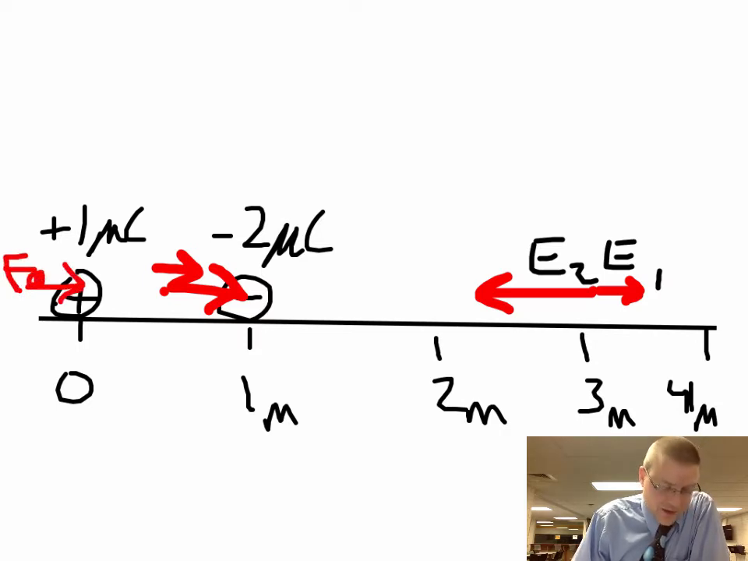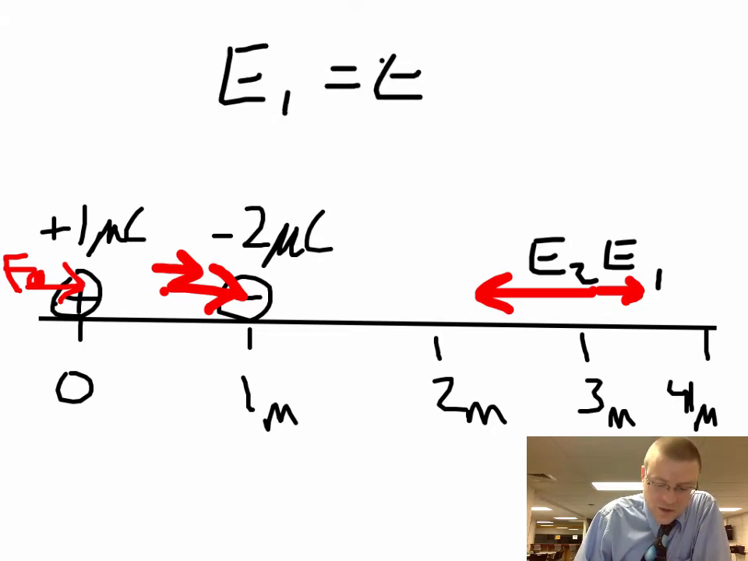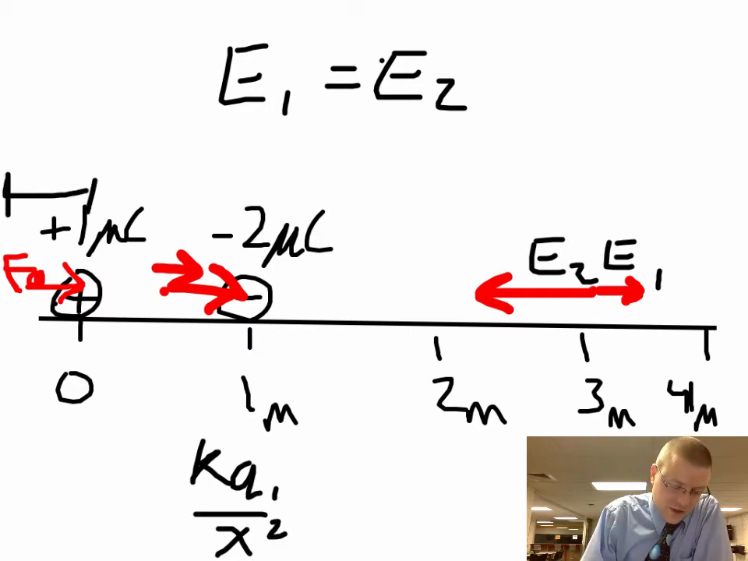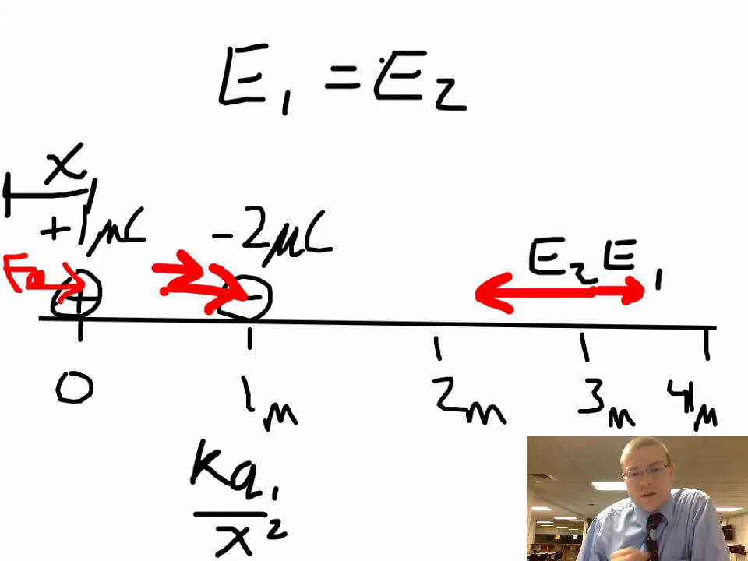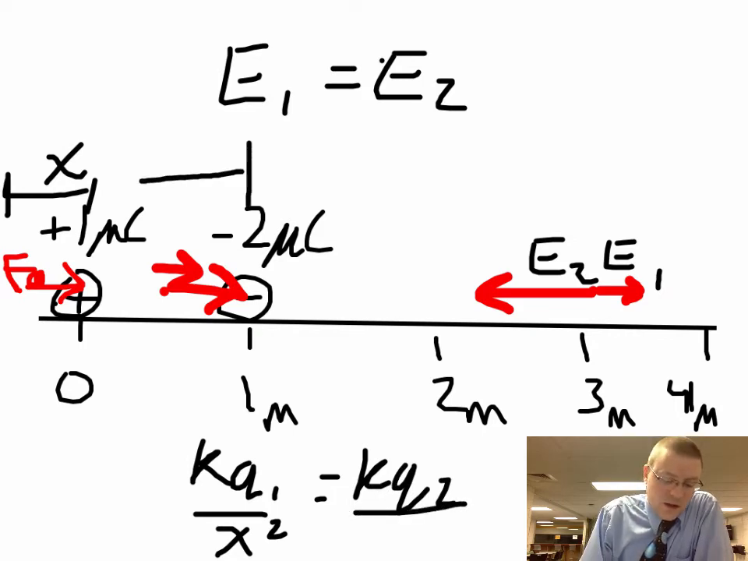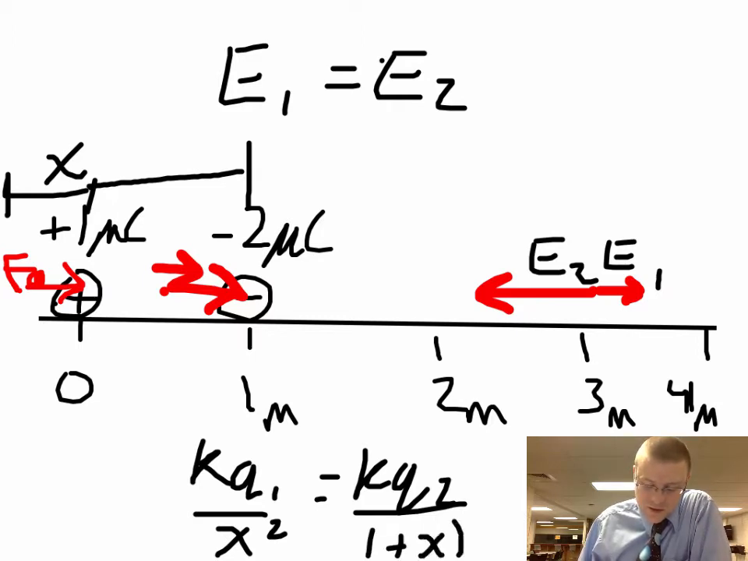So let's pick this region over here on the left to be our place of cancellation, where E1 is going to equal E2. And if I want electric field 1 to equal electric field 2, I can say that electric field 1 is kq1 over x squared, where x is the distance away from the positive charge. The second is kq2, and the distance there is 1 meter plus that x distance. So 1 plus x squared.